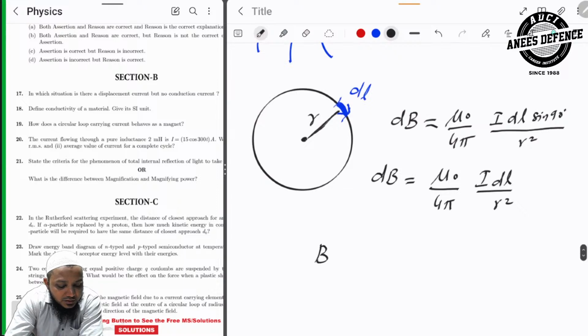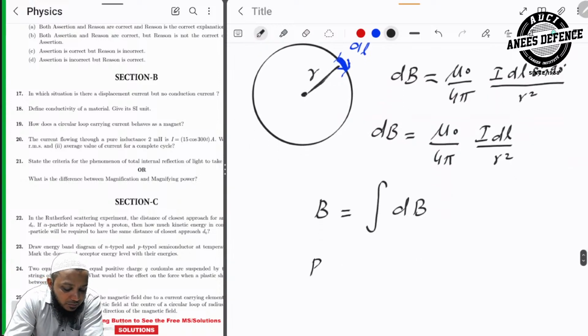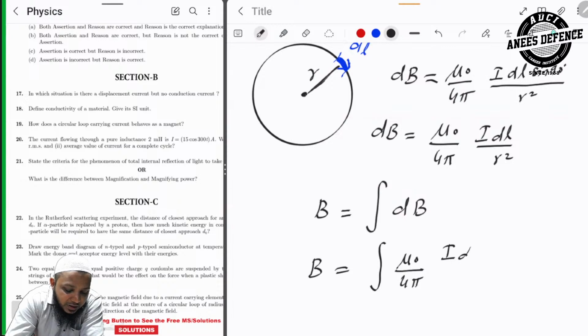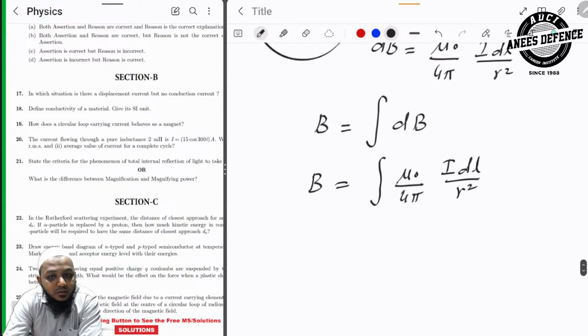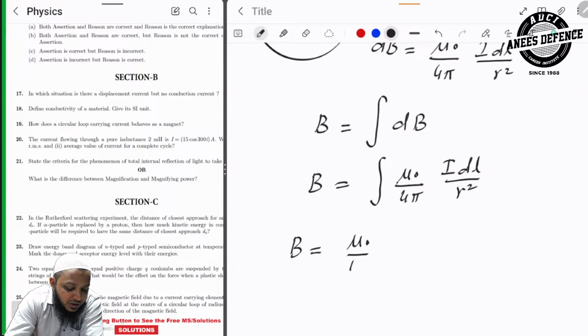Now, this is the magnetic field due to the small segment dl. Total magnetic field, I will integrate this expression, right? Because for every segment, after integrating, I will add the magnetic field. Now the magnetic field becomes integration of dB, mu naught upon 4 pi I dl upon r square. Now we know that using integration we can take out commons, which are constants, right? So mu naught upon 4 pi is a constant.